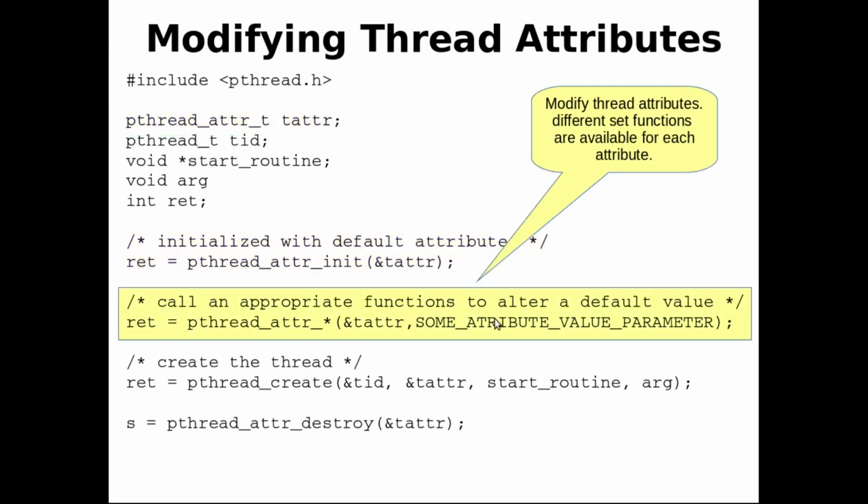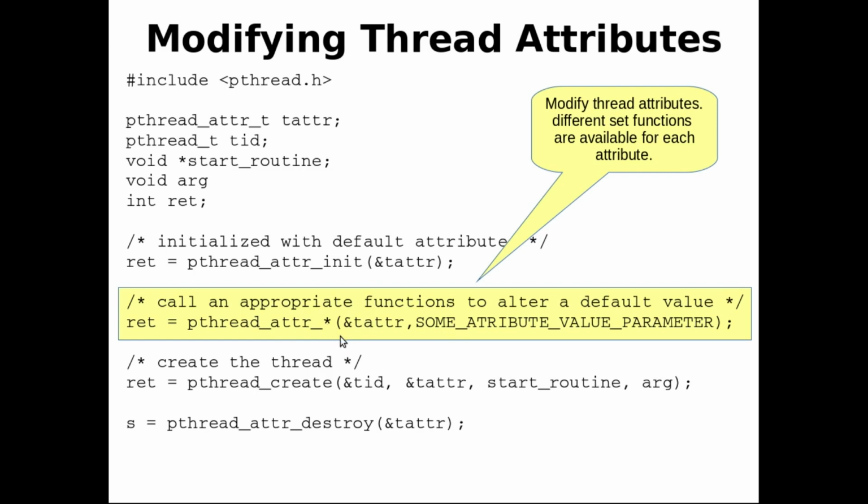And next, if we have to modify any of the attributes, we have to use the corresponding set attribute function. So here I have used the star. So instead of star, you should use the corresponding set function. Each attribute has a set function. We will see what are the names of those functions shortly. So based on which attribute you want to modify, you have to use the corresponding set function. And if you want to set multiple attributes, you need to have multiple set functions.